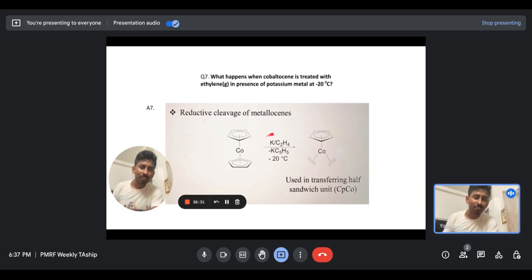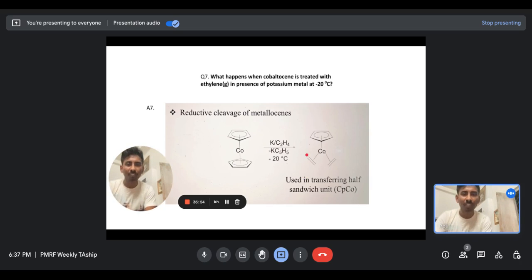So what happens when this compound is treated with a reducing agent such as potassium under ethylene pressure at a very low temperature, that is minus 20 degrees Celsius? You can see what happens in this case. One of the Cp minus is lost from the moiety, and instead two ethylene moieties are bound to the cobalt center. So what can be the possible mechanism of such a reaction?